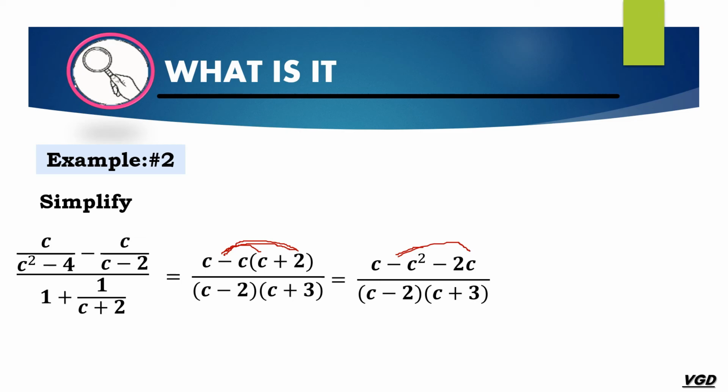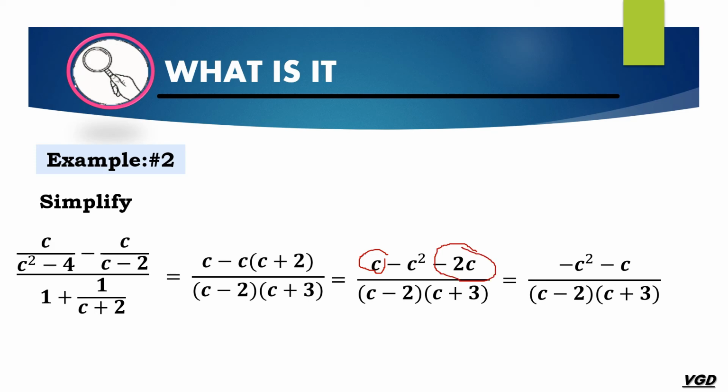So our new equation for the numerator is c minus c squared minus 2c over the denominator, the quantity of c minus 2 times the quantity of c plus 3. And in this case, we can combine our like terms. The similar terms in the numerator are c and negative 2c. So let's evaluate: c minus 2c. So we will be able to get negative c squared minus c over the quantity of c minus 2 times the quantity of c plus 3.